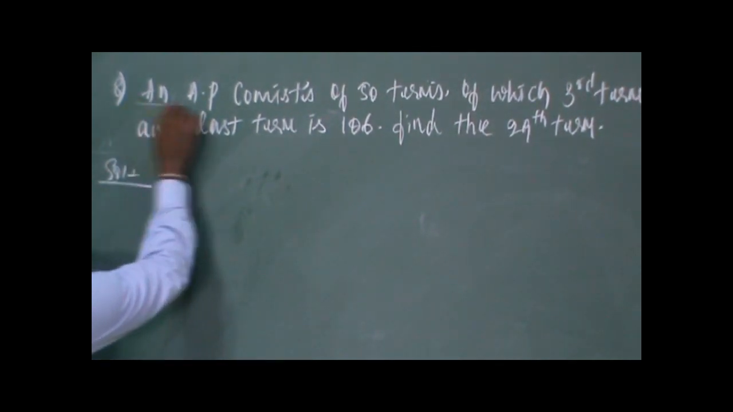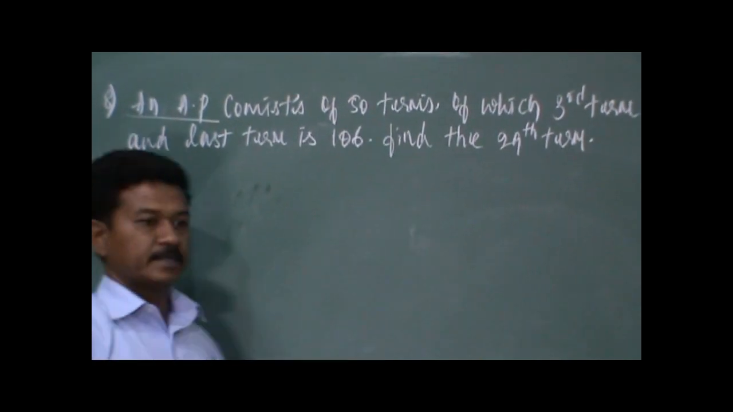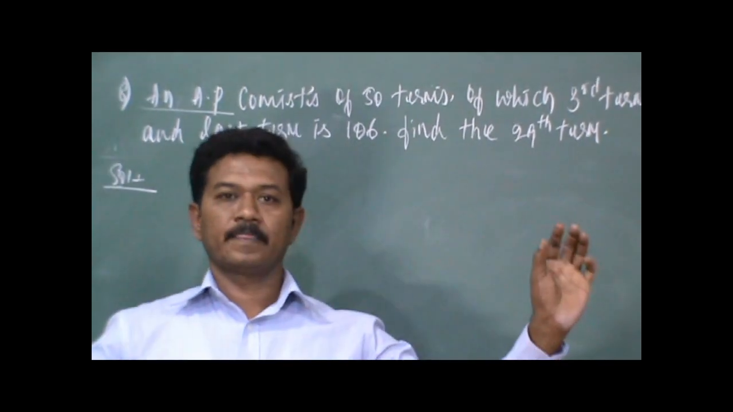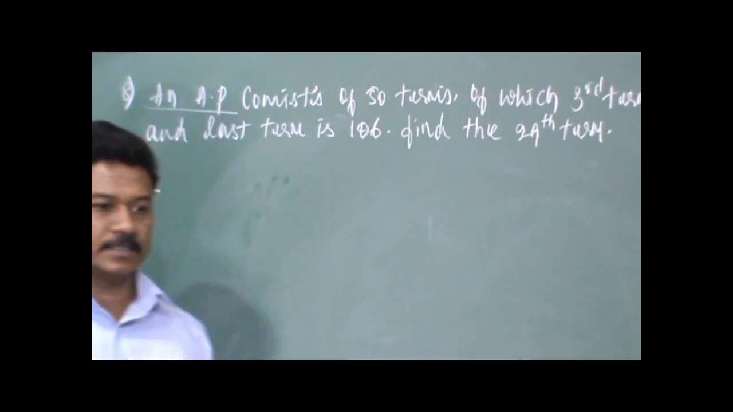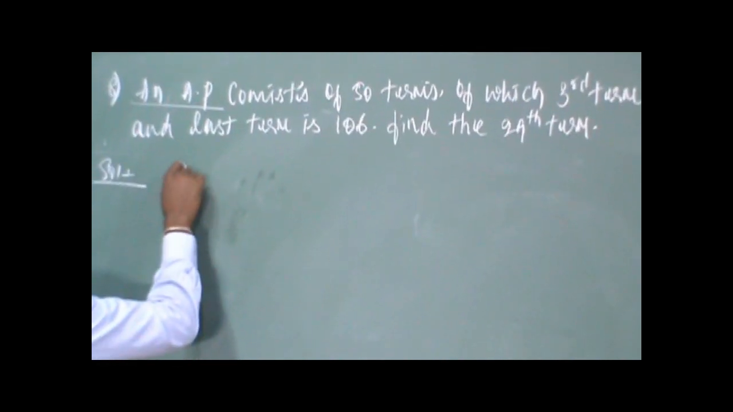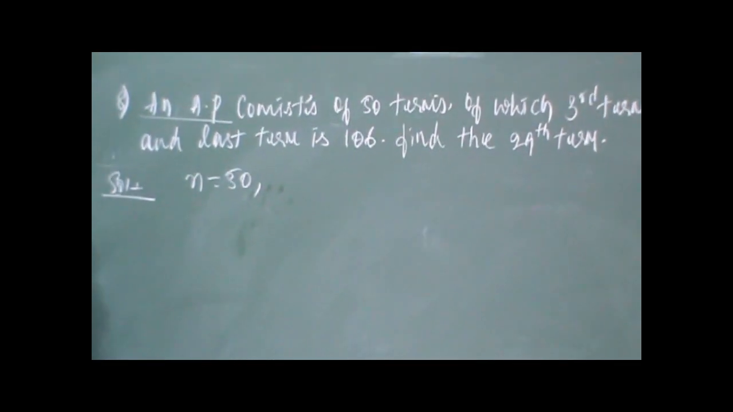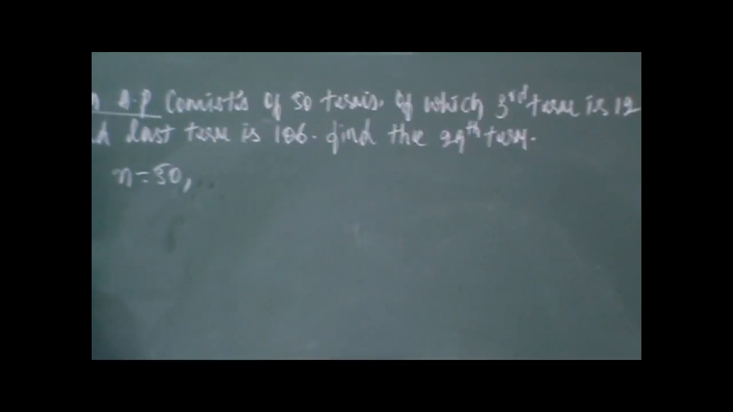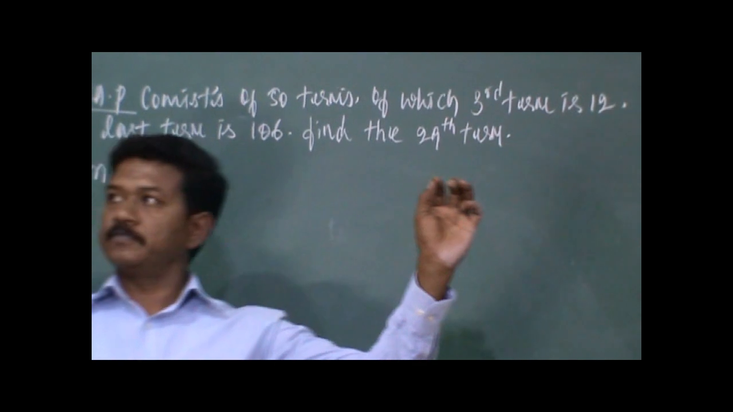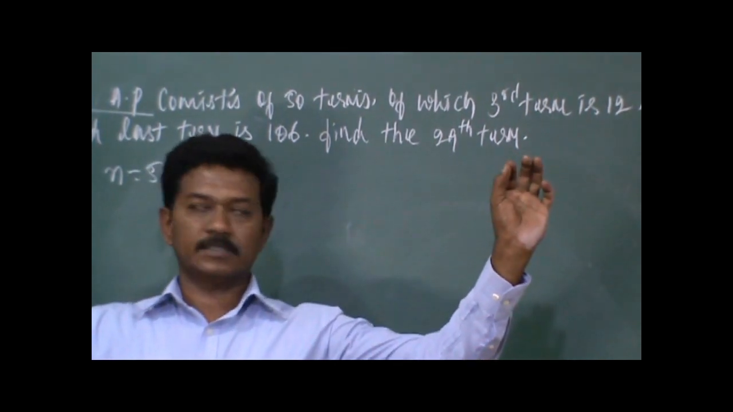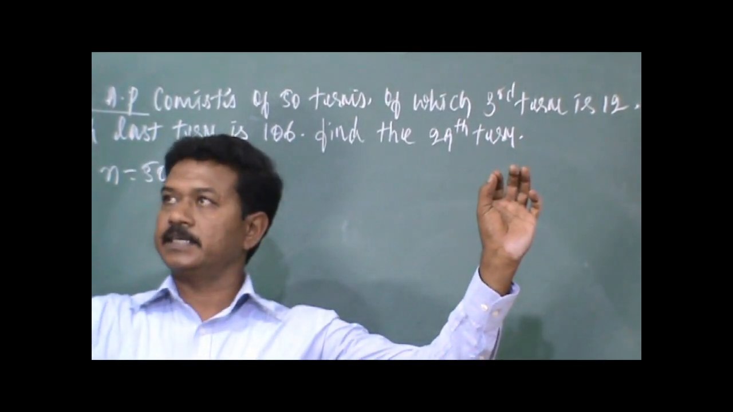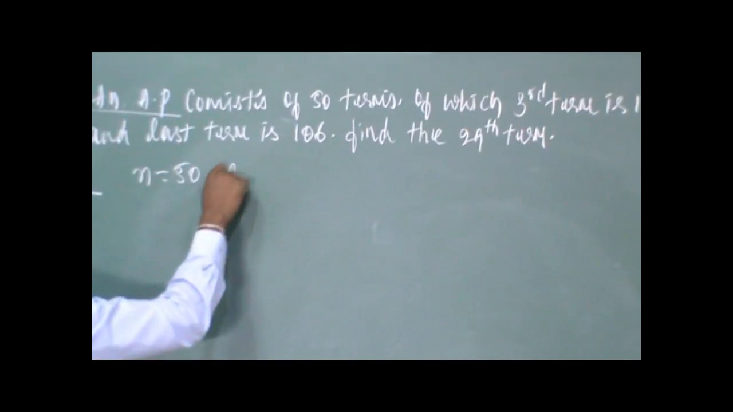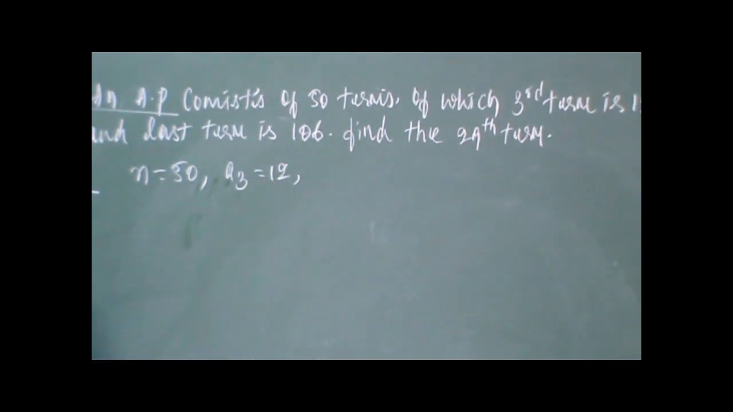Right. An AP consists of 50 terms. So imagine an AP with 50 terms. So n is equal to 50. From that statement we can write the data as n is equal to 50. 50 terms are there. Of which third term is 12. So in that AP, starting from first term to 50 terms, third term is 12. First, second, third. Third term is 12. So that can be written as A3 is equal to 12.